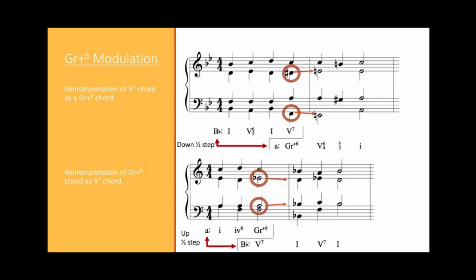So, as a quick review, the German augmented sixth chord can be used to modulate between keys using enharmonic reinterpretation. The resulting modulation will always be a half step either higher or lower than what was originally expected. This makes it a great tool for composers to dramatically change the character of their music.